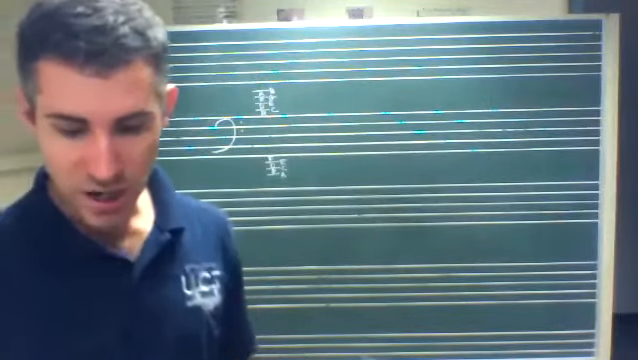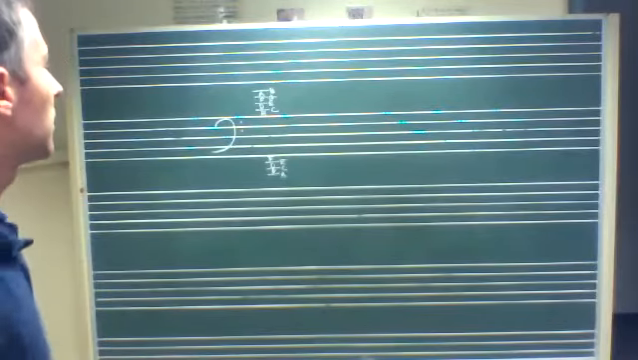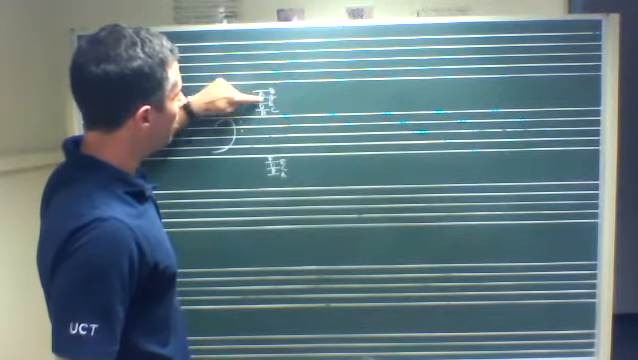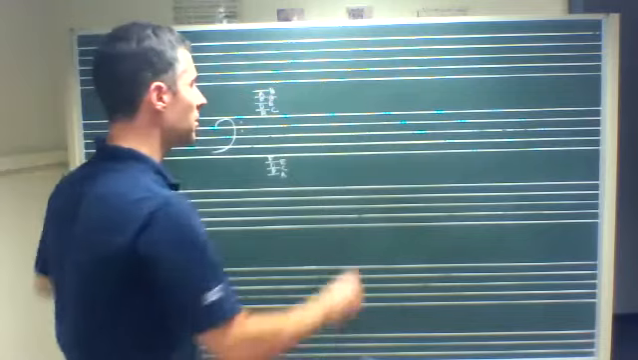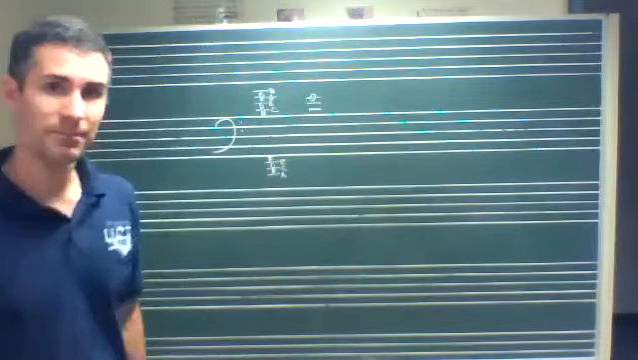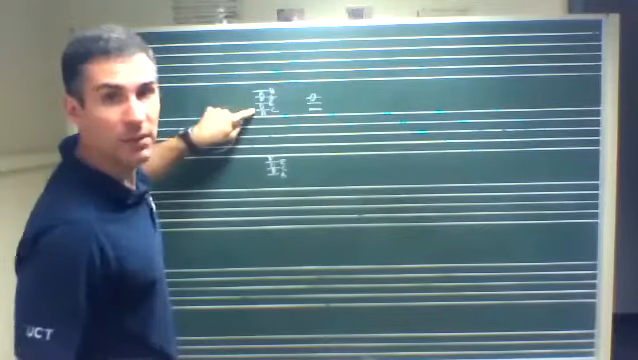All right, and the question asks, firstly, G above the stave. So if we look above the stave, 1, 2, 3, the line above is G. There's G. See how easy it is? Then middle C. There's middle C over there.